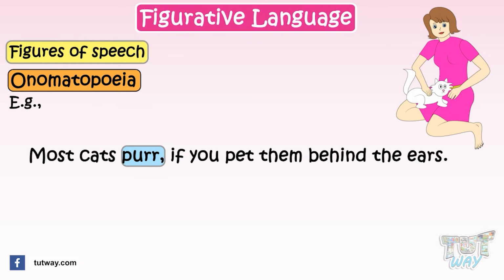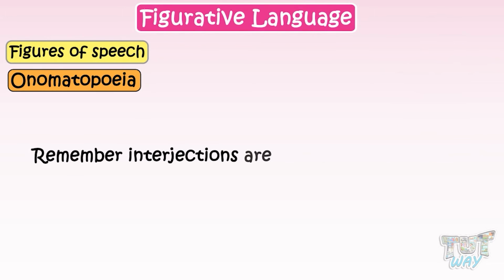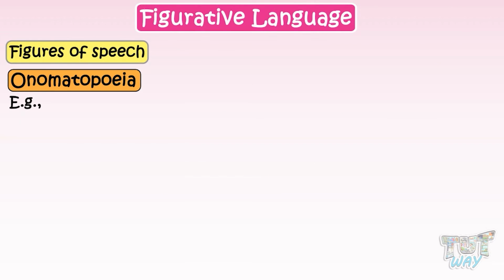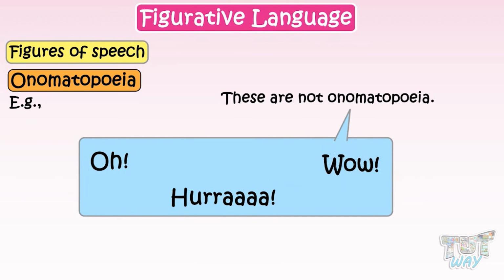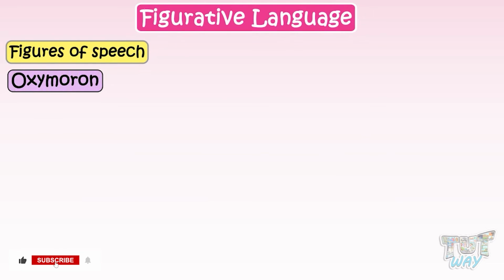So, we have learned, what is this? Onomatopoeia. Remember, interjections are not onomatopoeia. They are certain outbursts of feelings. For example, "Oh, hooray, wow." These are not onomatopoeias. Now we will learn next figure of speech, and it is oxymoron.